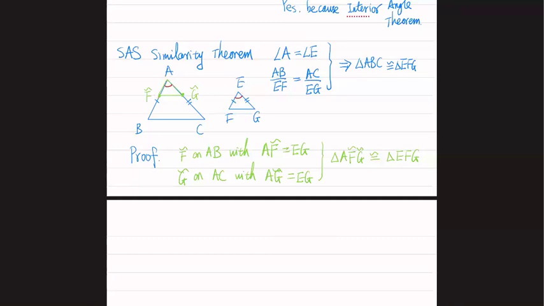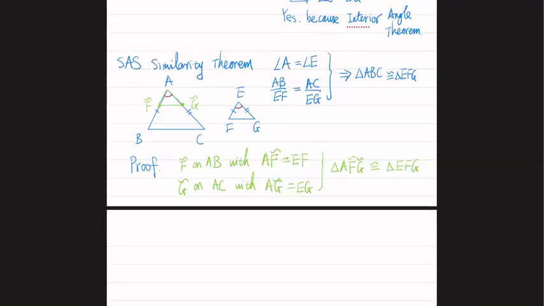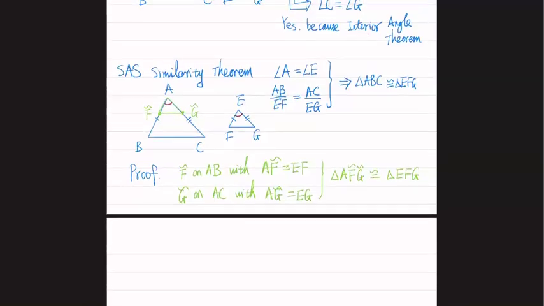Kira, is that what you thought? Is the AF equals EG supposed to be AF equals EF? Oh, right. You are right. Yes. Let me correct myself, I wrote something incorrect. Okay, so now we have SAS for congruent triangles.